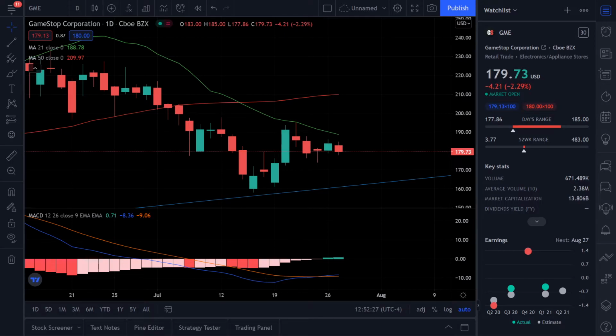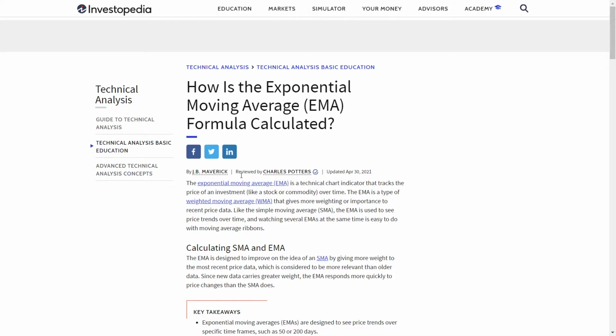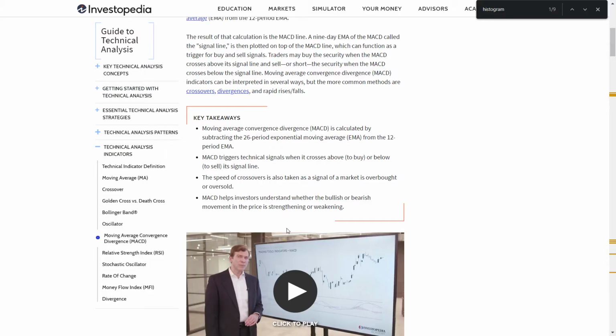So if we just want to quickly touch upon exponential moving averages, these are a type of indicator that tracks the price of a stock, and it is a weighted moving average, which gives weighting and importance to recent data rather than just the normal moving average, which is an average over 21 days, and then it plots that. This gives more weighting to recency, which shows the momentum of the stock.